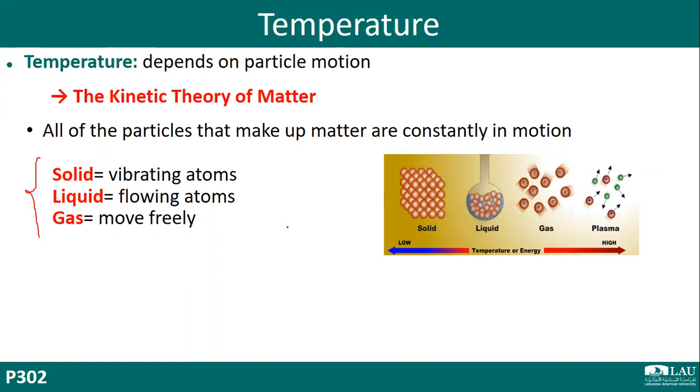Let's take the three different states of matter: solid, liquid, and gas. We know that in a solid, the atoms are not allowed to move freely, but they can vibrate, okay? While in liquids, we have flowing atoms, and in gas, the atoms are allowed to move freely. So as the temperature increases, we can say that the motion will increase. We have a greater motion, and if the motion is very important, the temperature of the system will also increase. So the motion is related to the temperature.